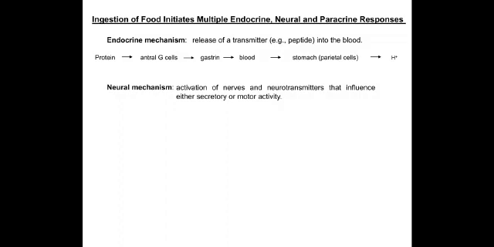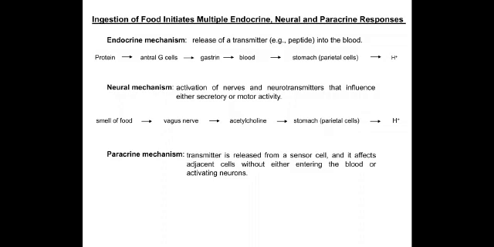The second is the neural mechanism. Whenever the nerves are activated or stimulated, the neurotransmitter influences either the secretory or motor activity. So the sight and smell of the food stimulates the vagus nerve, causes the release of acetylcholine, which in turn stimulates the parietal cells to release hydrogen ion.